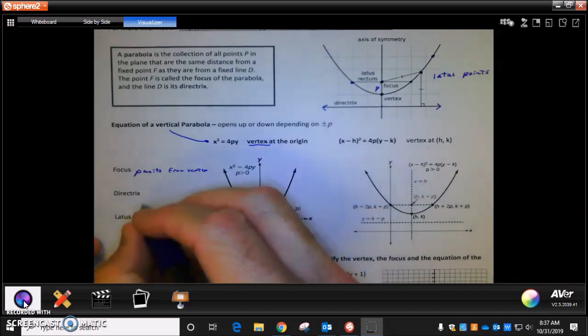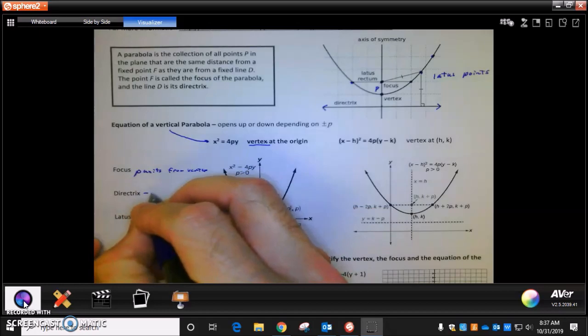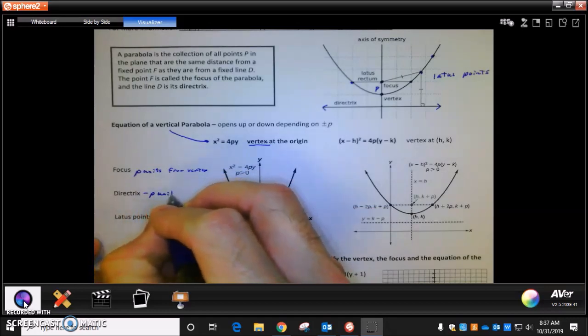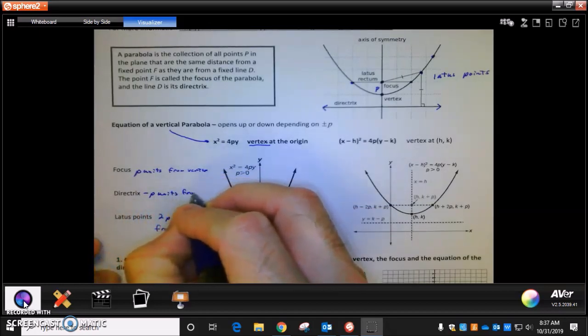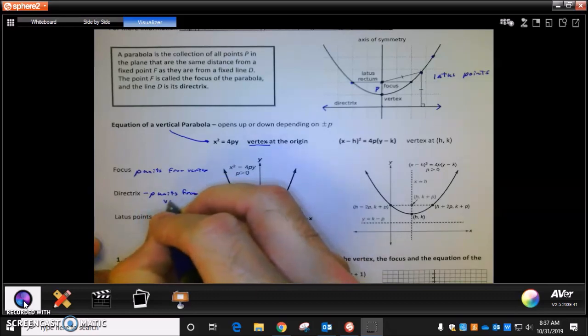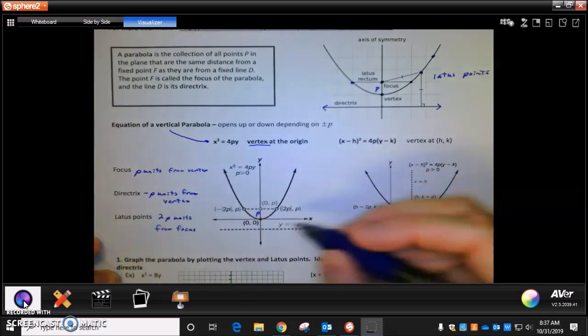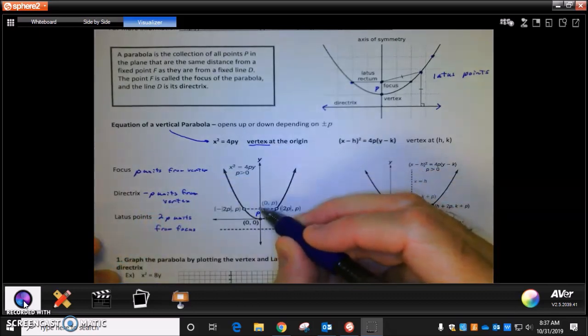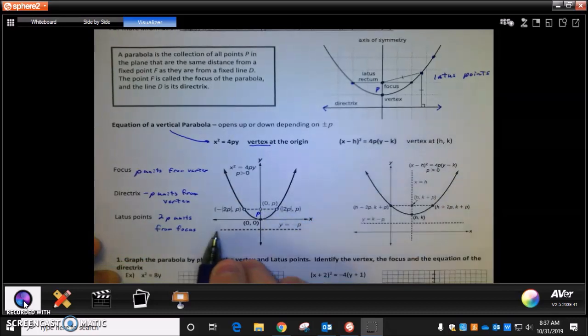Your directrix would be negative p units from the vertex. So if I went up 3, I'm going to go down 3, and that's where I'm going to draw my directrix. Okay, so let me go ahead and just do an example of a problem like this.